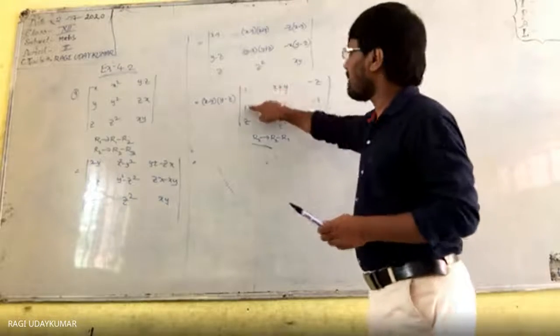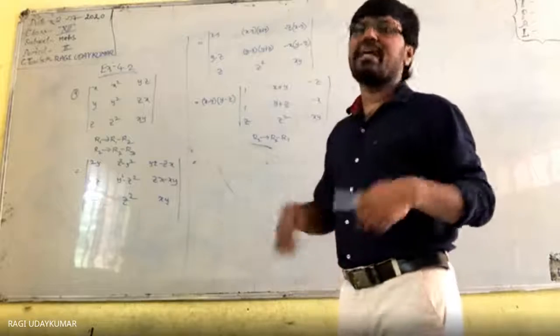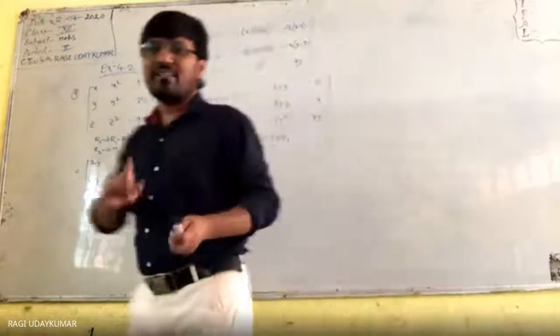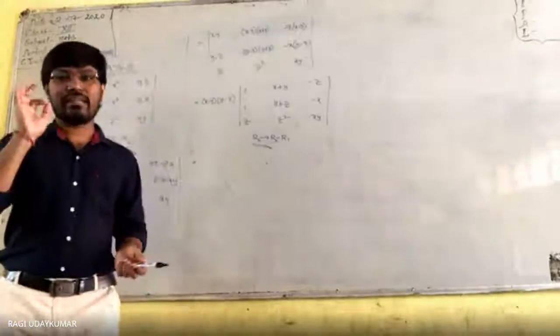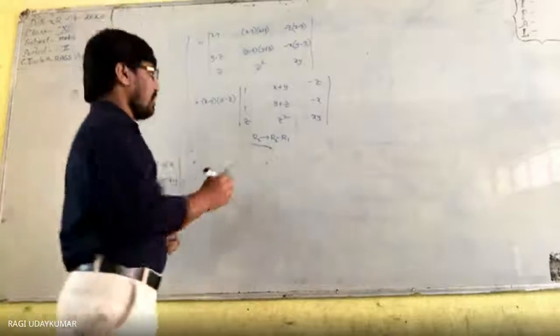Sir, this minus this, what do you get? X minus z you will get. Minus common, that is also right. If you make this a 0, R1 tends to R1 minus R2, you will also get the correct solution. Don't worry about that.